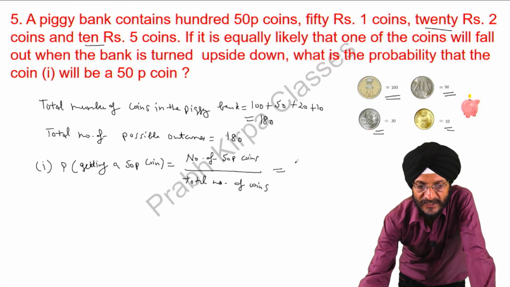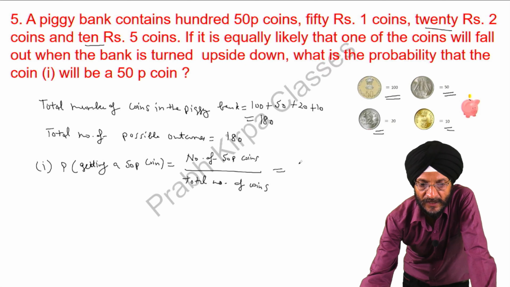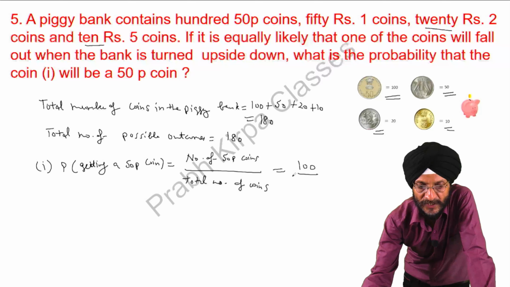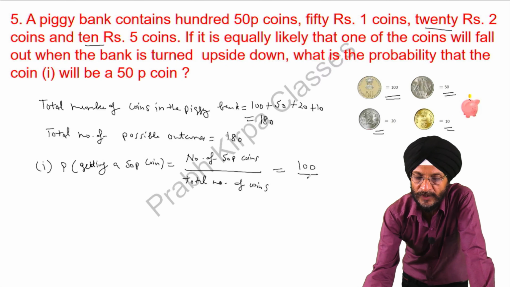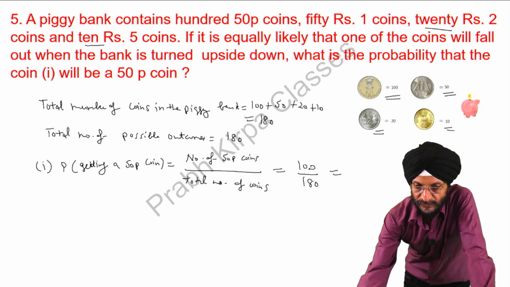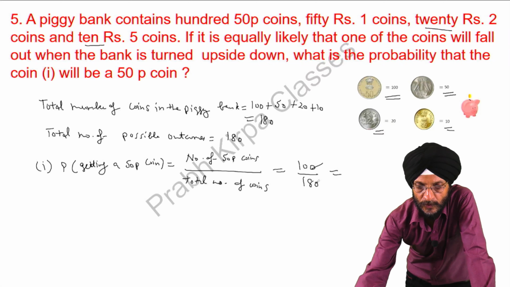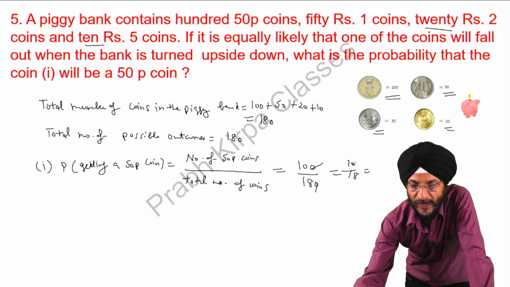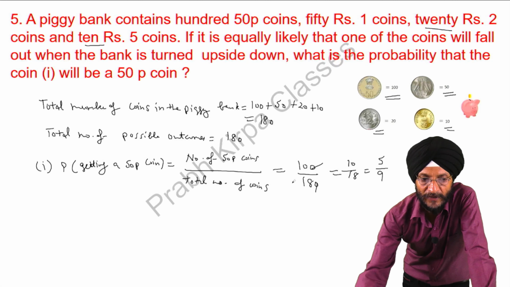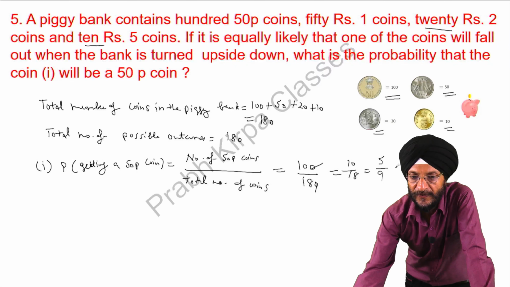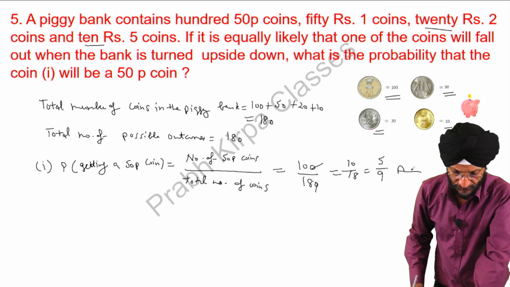So here, what is the number of 50 paisa coins? There are 100 50 paisa coins. So what is the total number of coins, or the total number of possible outcomes? This is 180. 0 cut 0, it comes 10 over 18. We can also divide both sides by 2, 5. Here it will become 5 over 9. So we have been able to calculate the probability of getting a 50 paisa coin. This is the answer of the first part.